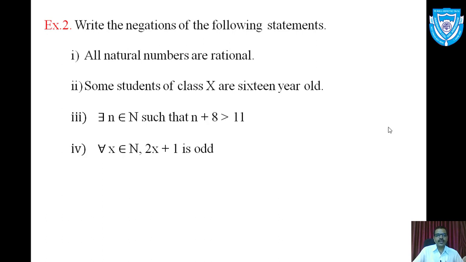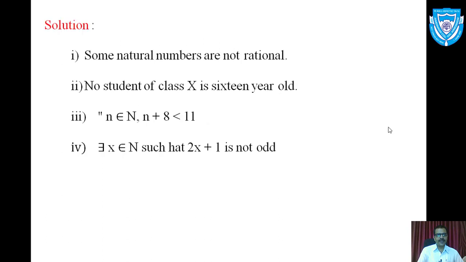Now to take its negation, last time I told you, you have to follow two steps. In the first step, replace the existential quantifier by the universal quantifier and the universal quantifier by the existential quantifier, depending on the situation. And in the second step, take the negation of the corresponding open sentence. So accordingly, the negation of this second example, some students of class 10 are 16-year-olds, becomes: no student of class 10 is 16-year-old.